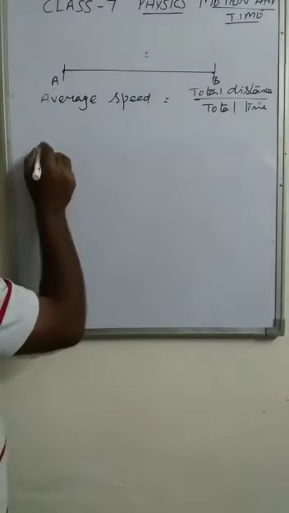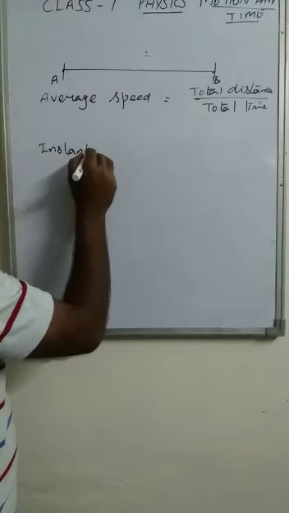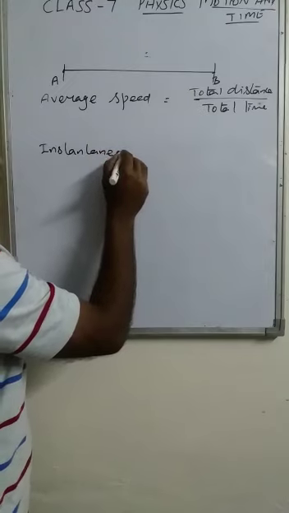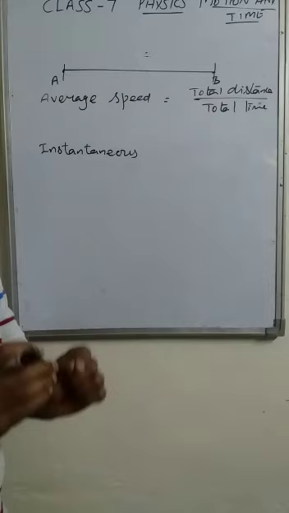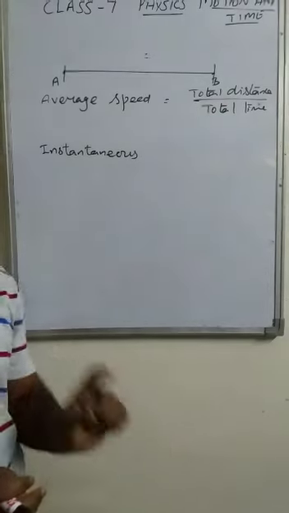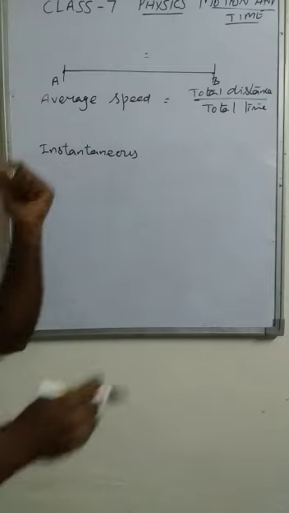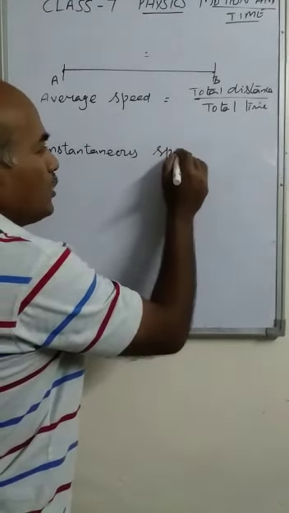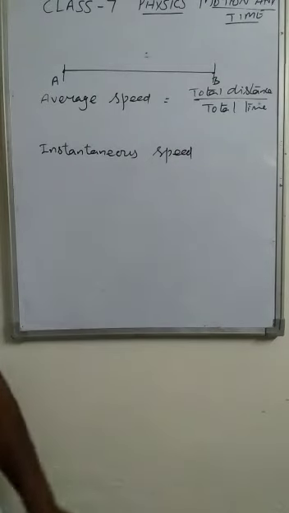Then the next one, instantaneous speed. Instantaneous speed means, from the word itself, instant. Instant means at that particular moment. So instantaneous speed means the speed of an object at that particular moment.